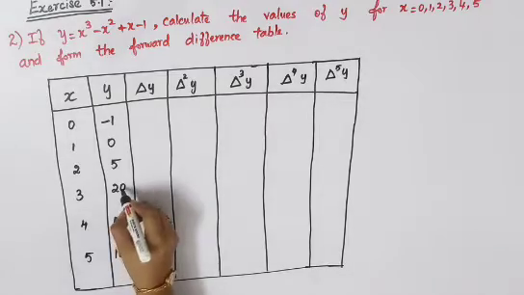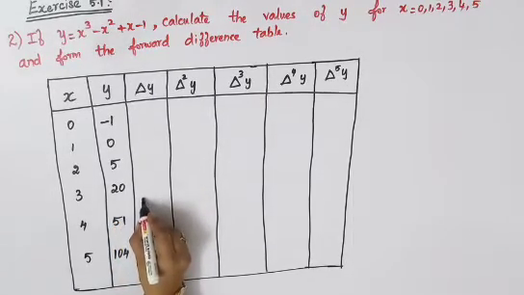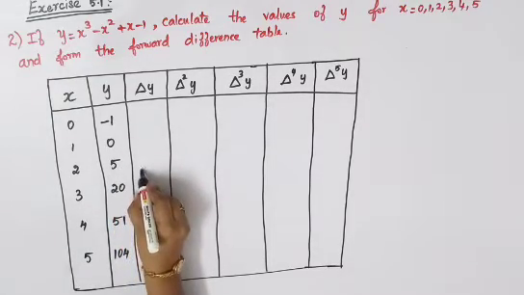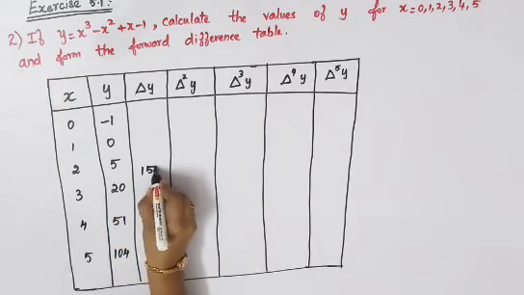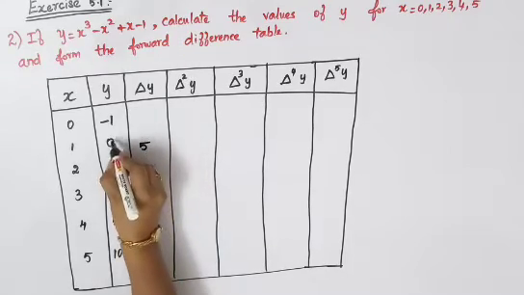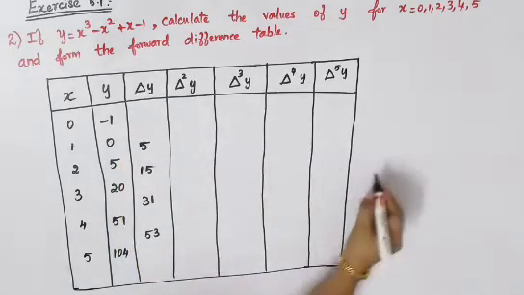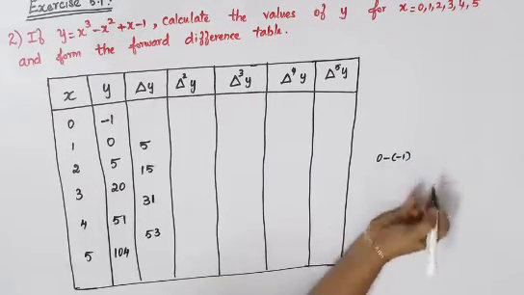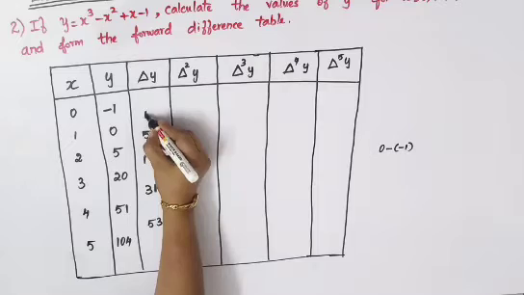Then 51 minus 20 you will get 31, just write it in the middle. Then 20 minus 5 you will get 15, write it in this middle. 5 minus 0, write here 5. Then 0 minus of minus 1, if you want to write it here, 0 minus of minus 1, so it will become plus 1. So write that 1 in the middle.